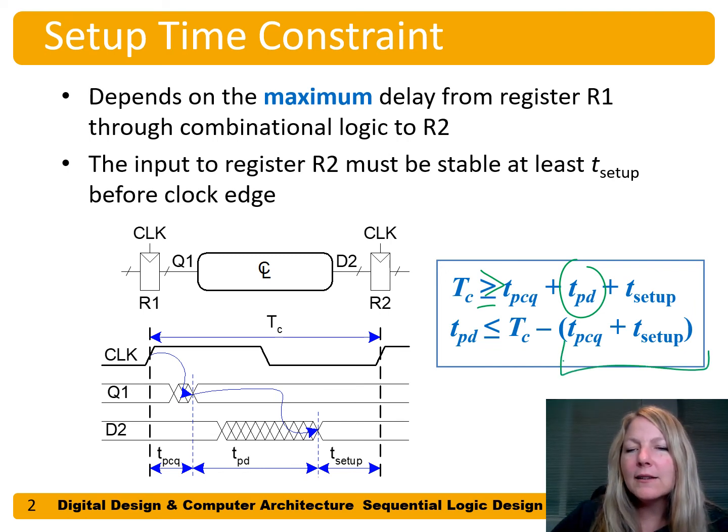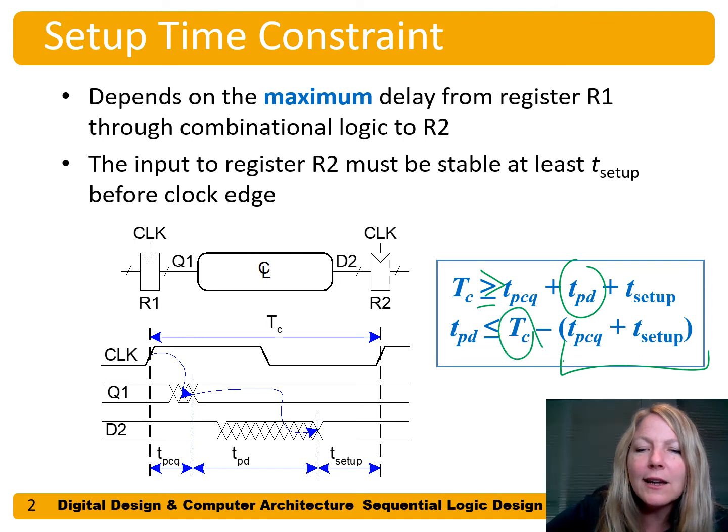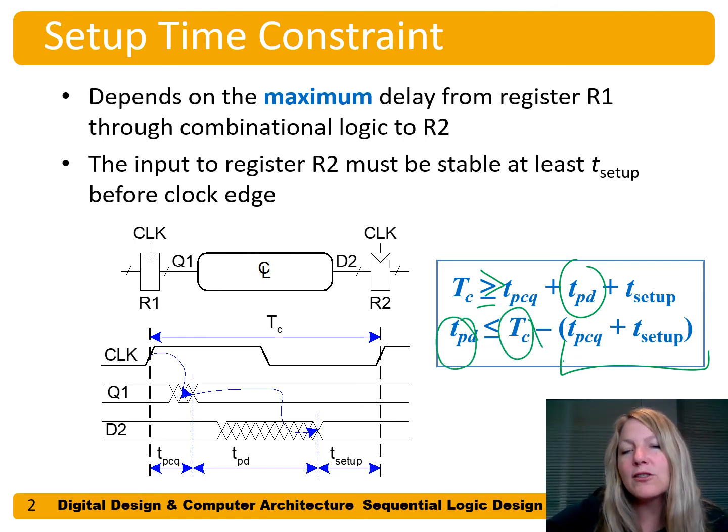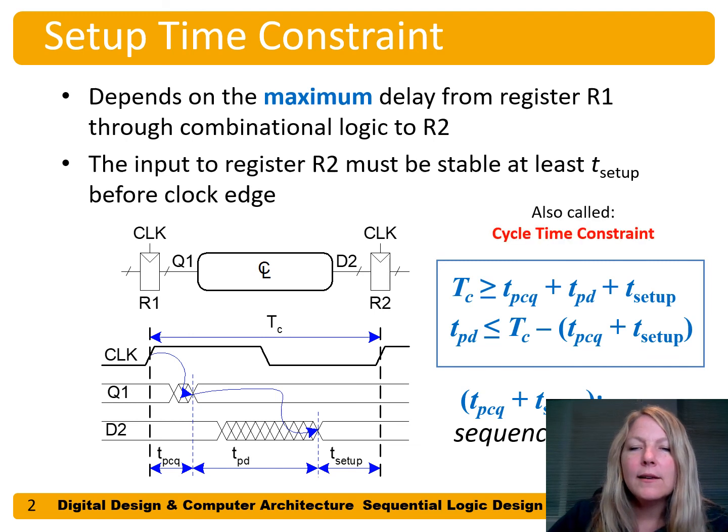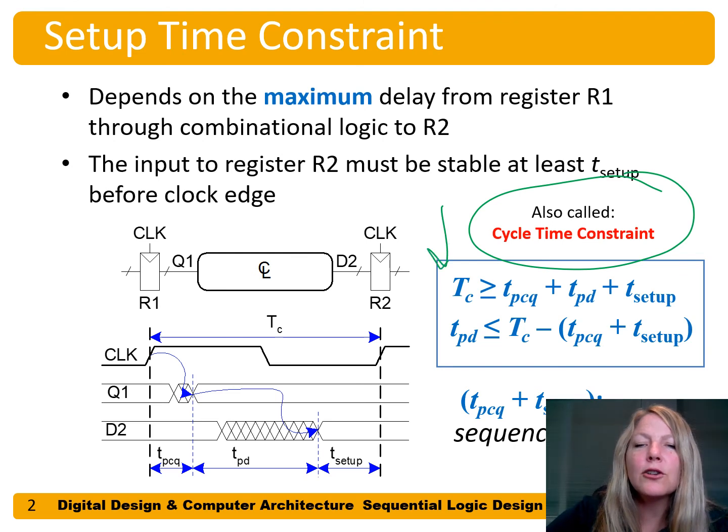And that time is called the sequencing overhead, which is the price we pay. Right? Ideally, we'd use that entire cycle time to do calculations. But getting out of the register, TPCQ, and getting the data back into the next register is the sequencing overhead, the price we pay for using the registers. And this constraint is also called the cycle time constraint because it's determining the clock period or the cycle time.